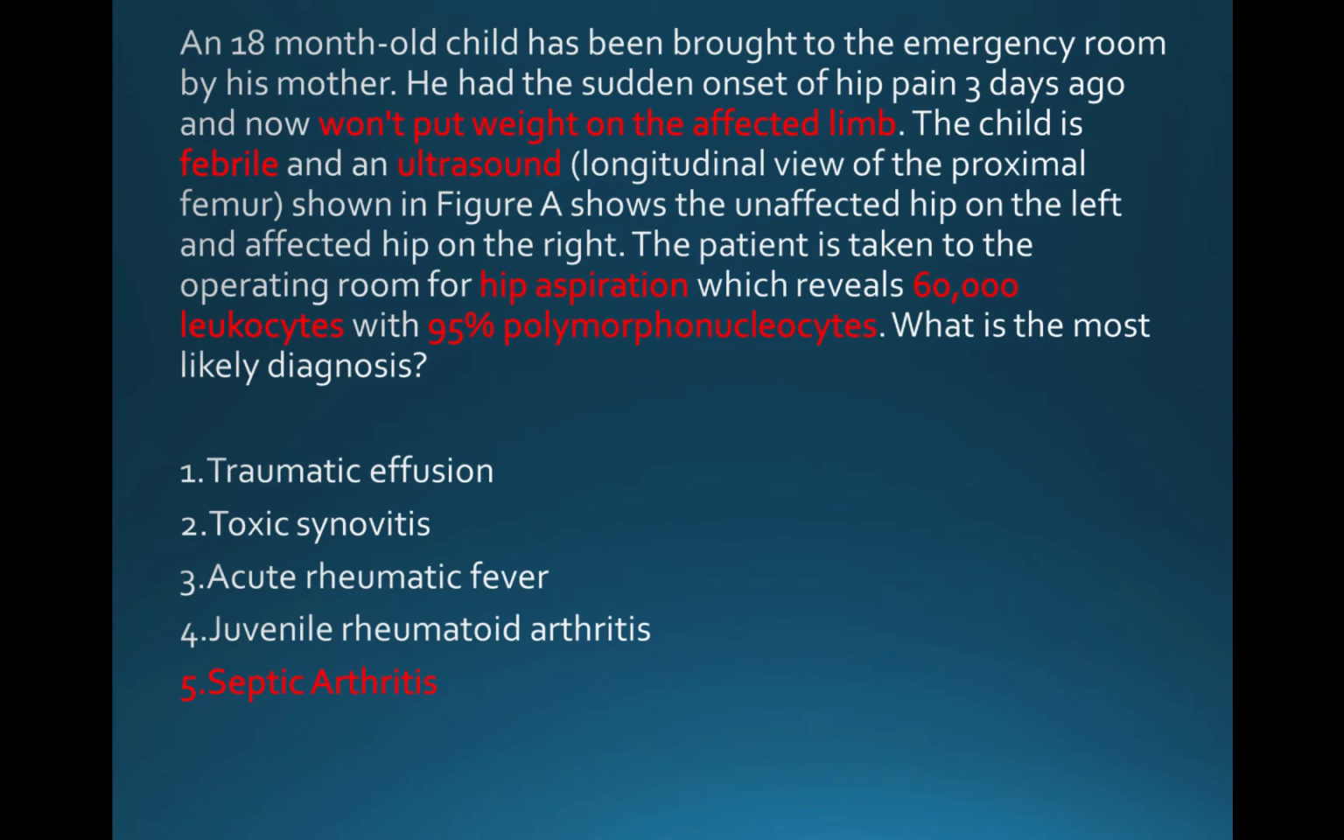So this is a diagnosis of septic arthritis. So some key things in this stem: won't put any weight on the affected limb is definitely concerning. An ultrasound shows an obvious joint effusion, and then the hip aspiration shows 60,000 leukocytes and then 95% polymorphonuclear cells.